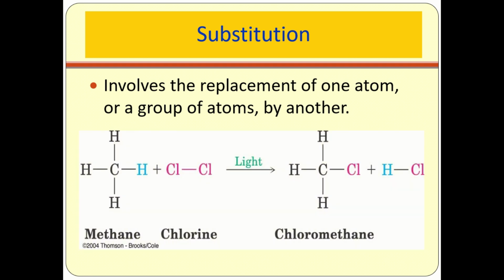Substitution: by looking at the word, something is replaced, something is substituted. So for example, methane here, one of the hydrogens is replaced by Cl at the end to get a new product. So something has been replaced, something has been substituted. This kind of reaction is called a substitution reaction.